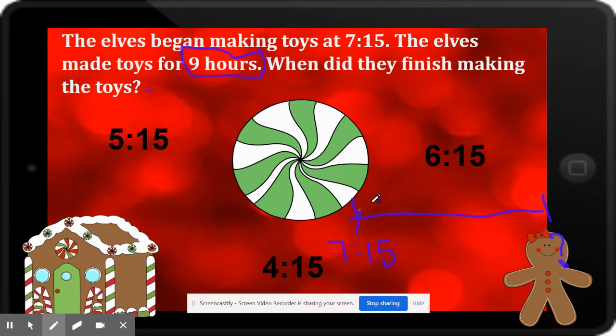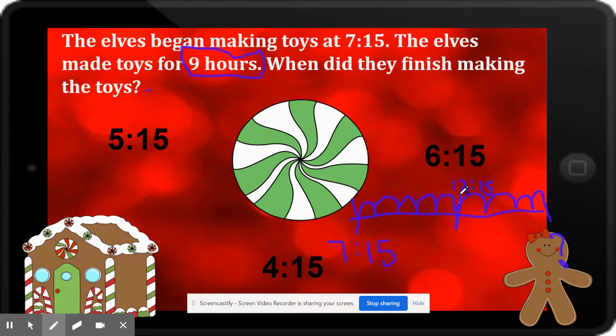So if we jump 1, 2, 3, 4, 5, 6, 7, 8, 9. That's how many jumps we have to make. So we know that the minute digits are not going to change. That's going to stay 15 minutes past the hour because we're not messing around with minutes here. It's just hours. So 1 hour, we're going to go from 7:15 to 8:15, 9:15, 10:15, 11:15, 12:15. Now, this is where it gets tricky, so I'm going to stop it right here.